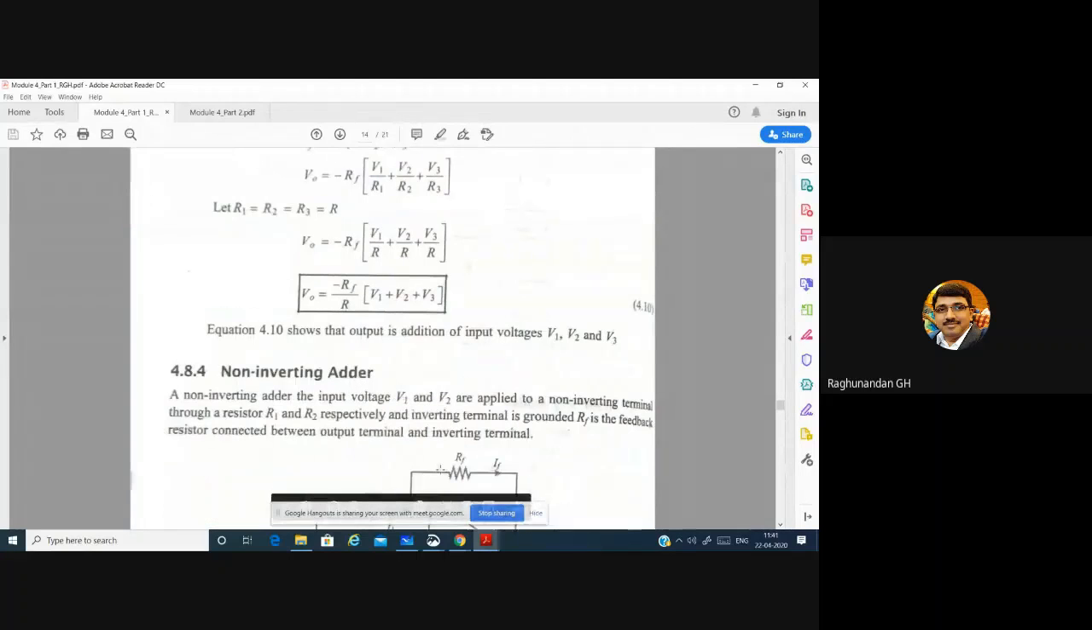After this, we are having the non-inverting adder. That non-inverting adder, we can do in the next class. So we'll stop at this point.